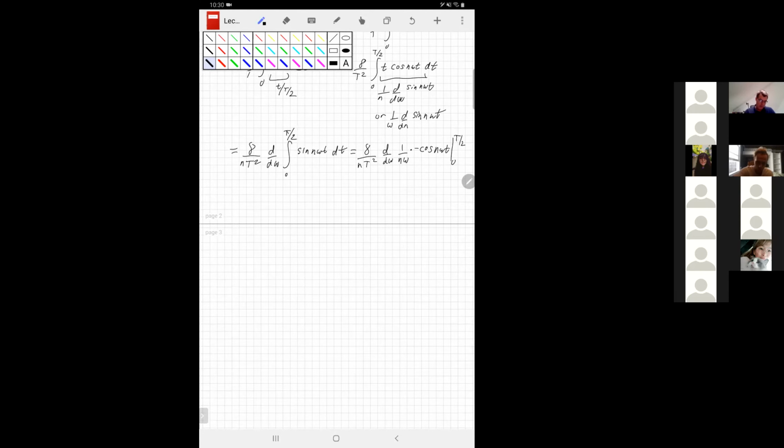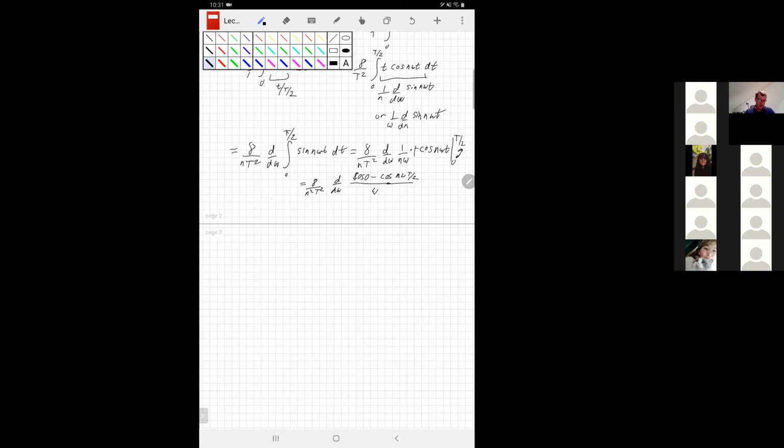All right, it's getting messy. 8 over n squared t squared d by d omega of cosine 0, because I'm just flipping the limits of integration around. Cosine of 0 minus cosine of n omega t over 2, whole thing over omega, which looks like it has a complicated dependence on omega, except let's think about this a little more.